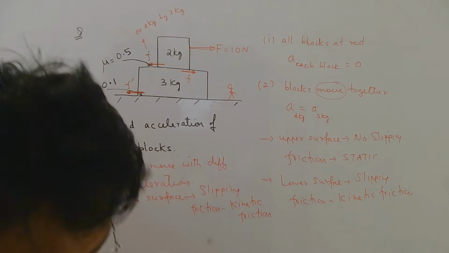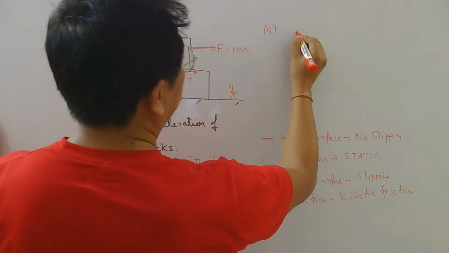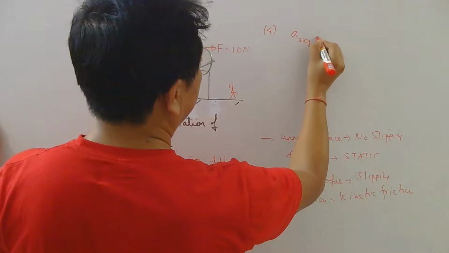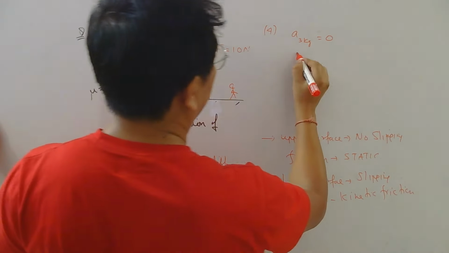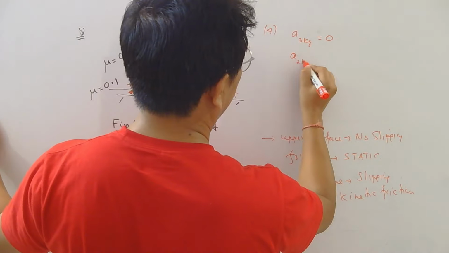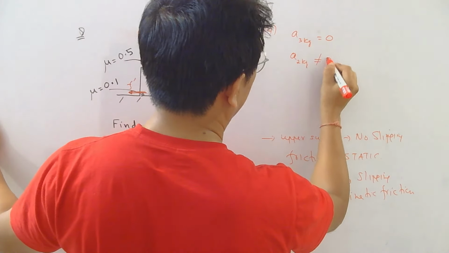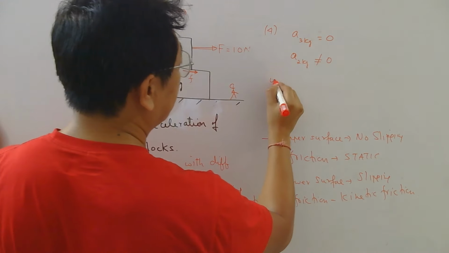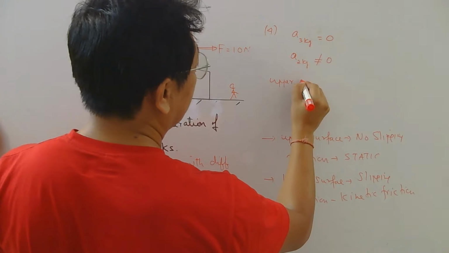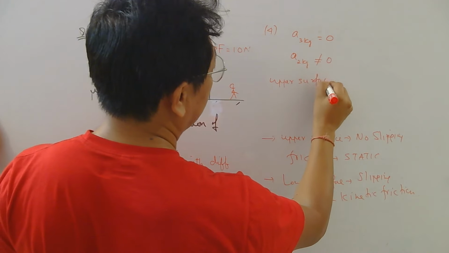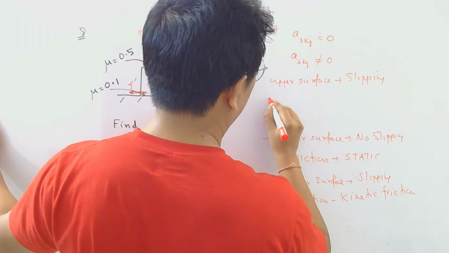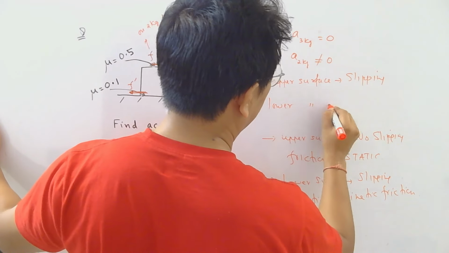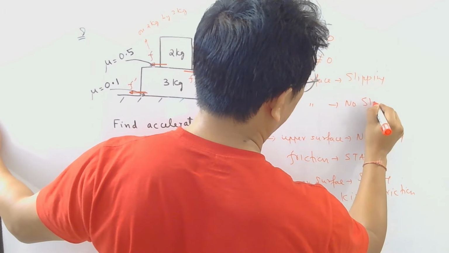So the fourth possibility is that the acceleration of the 3 kg block is 0, meaning this block is at rest, but the acceleration of the 2 kg block is not 0, meaning on the upper surface there is slipping, on the lower surface there is no slipping. This is also one possibility.